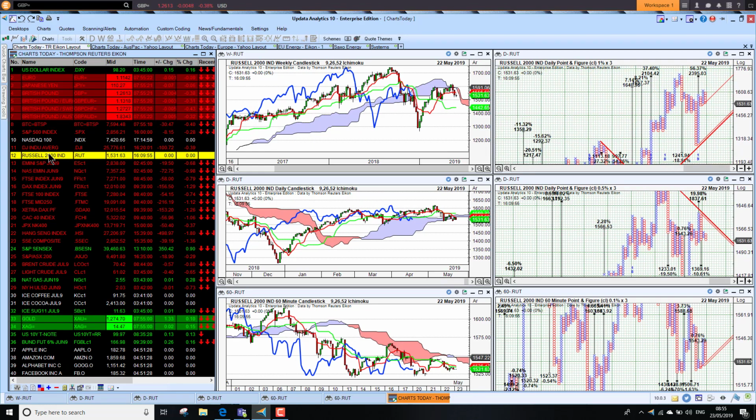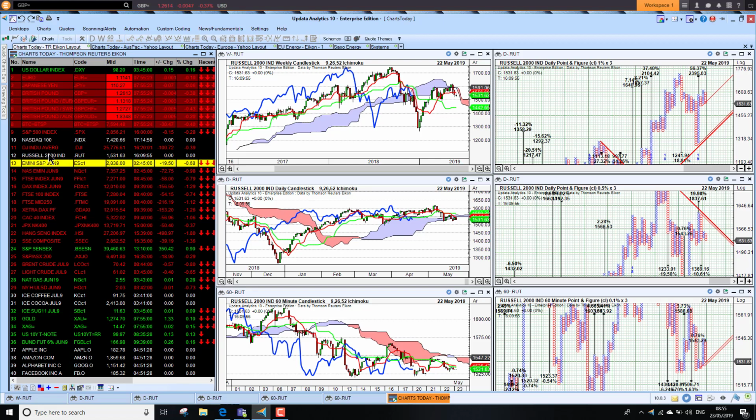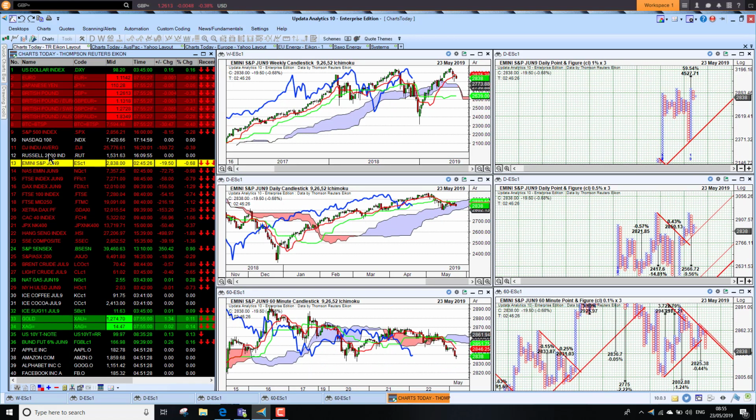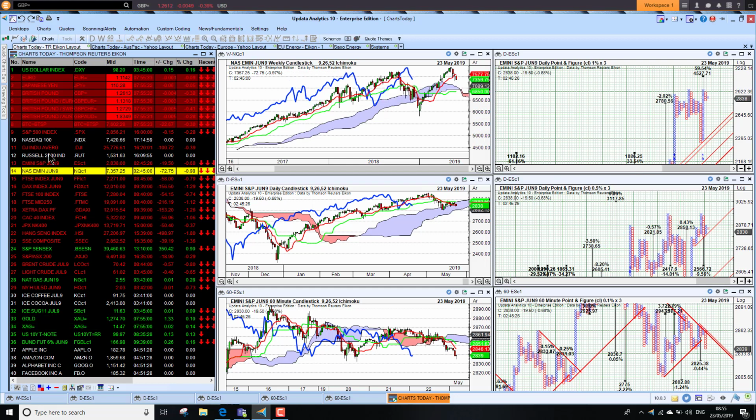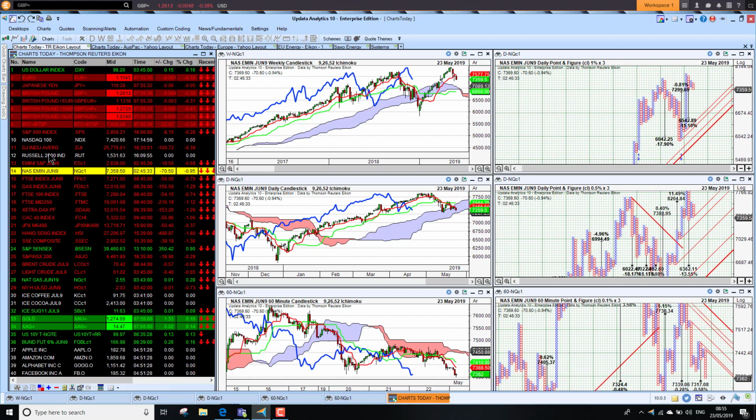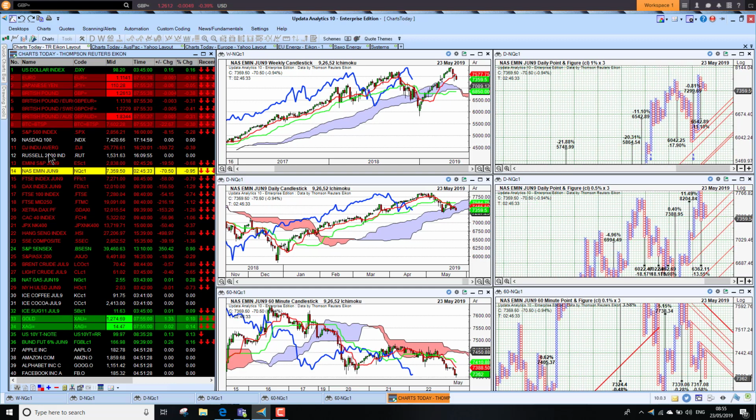So smaller cap US stocks have been hit. Looking at the futures this morning, we see the E-mini future for the S&P down 0.7%. And the Nasdaq E-mini down nearly 1%, so it does suggest that US market will open lower, and trade war fears still weighing heavily on stocks.